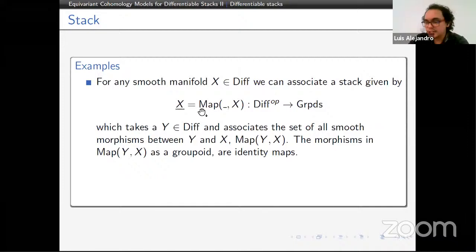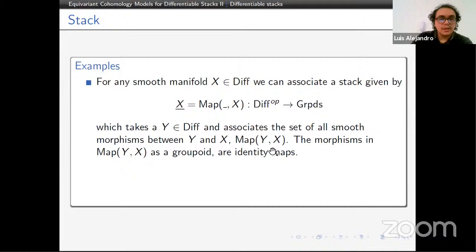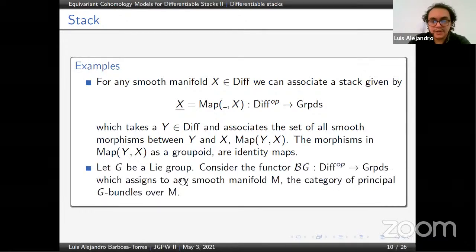Some examples for this: try to extend the notion of functor of points for a smooth manifold X. So one way to associate a stack to a smooth manifold is to consider all the maps that go to X and consider this as a groupoid with identity maps, okay? As well, a really important example is the classifying stack for a Lie group G, that is going to take a smooth manifold M and associate the category of principal G-bundles over M. This category is already a groupoid because all the morphisms between principal G-bundles are going to be isomorphisms. And you can glue all these elements together because you have the cocycle conditions in principal G-bundles. So it's possible to see this as a stack.